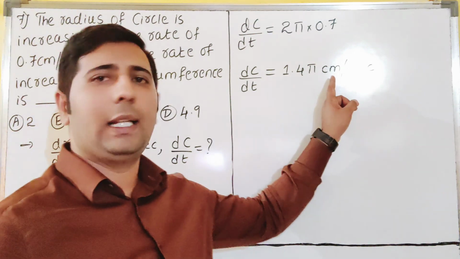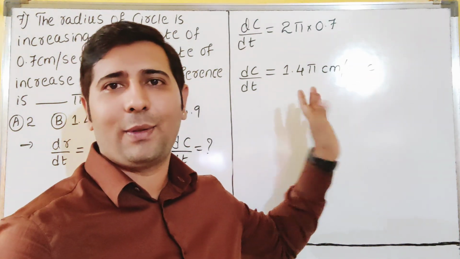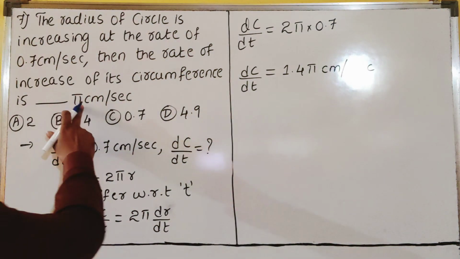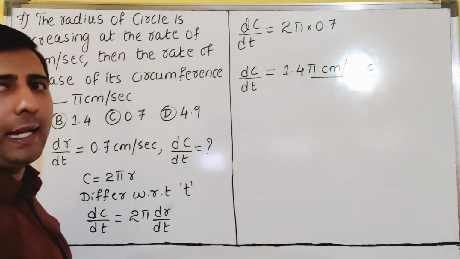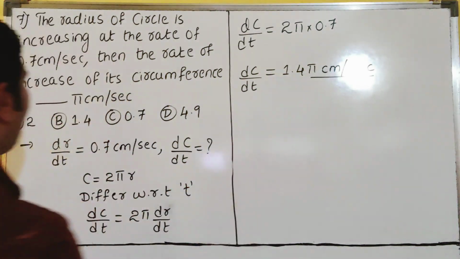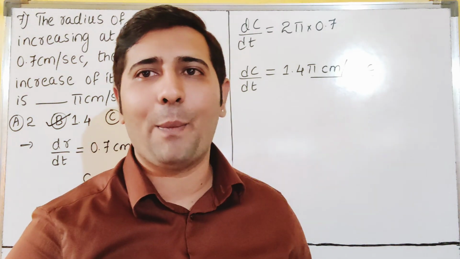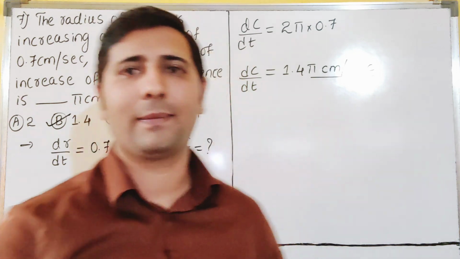Centimeter. Oh, you cannot see here. Just remember this: centimeter per second, dear student. It is given only. So then what is your answer? Pi centimeter per second. Already it is there. So what number have we got? 1.4. That is matching with B, dear students. So B for bingo. Bingo is your answer. Please copy this. We will see the next question.